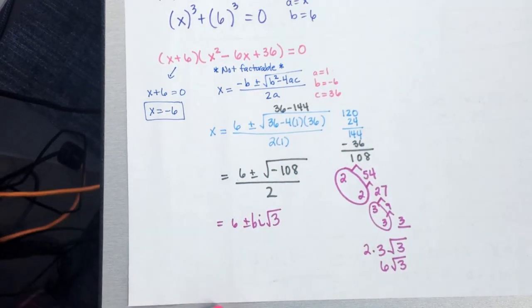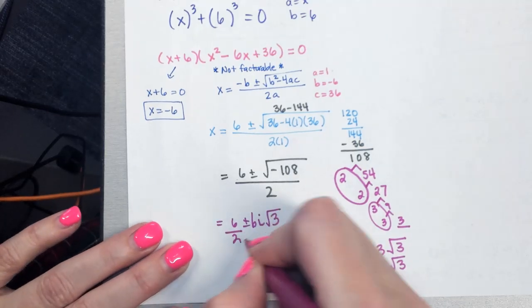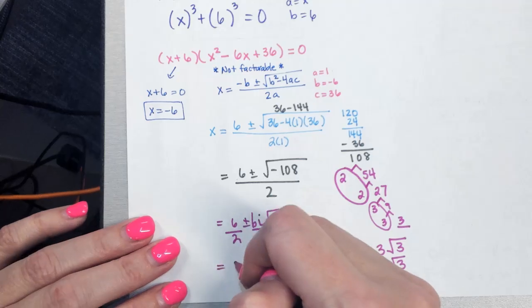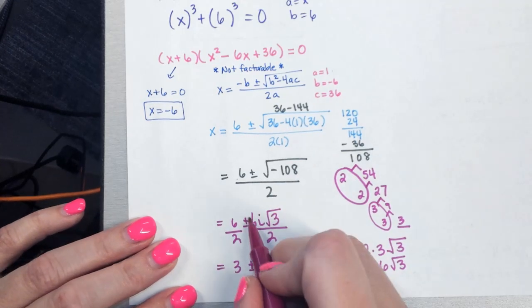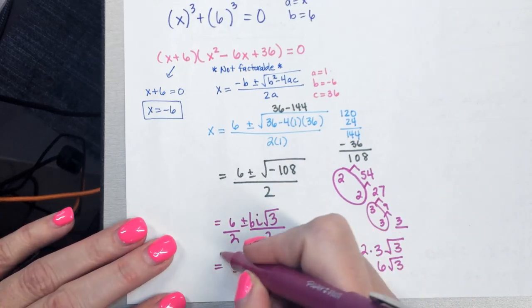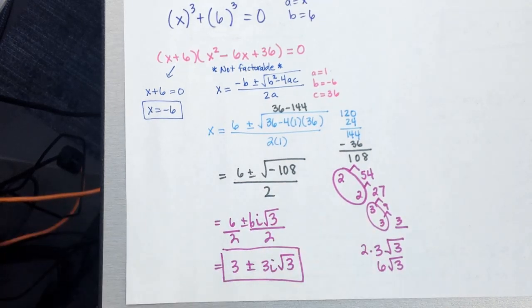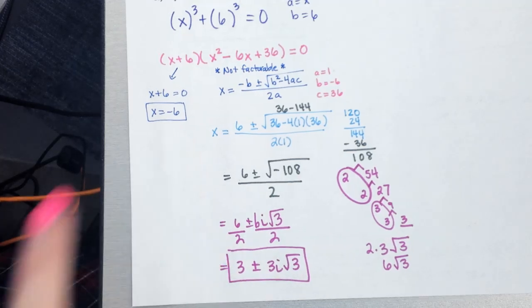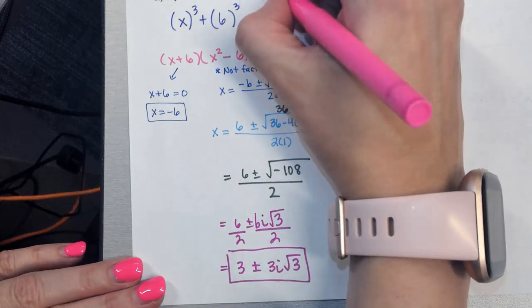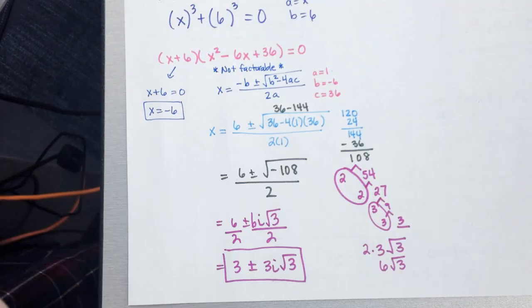And then when you divide by 2, you're dividing both of these by 2. So this is going to be 3 plus or minus, if it's on the outside, you reduce, 3i root 3. Then you have 1, 2 zeros here. This is your third one. So you have 3 zeros altogether if it's to the third power.